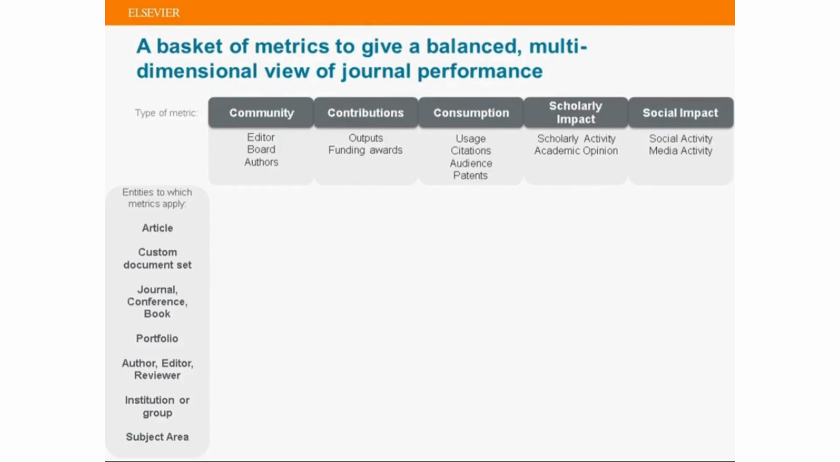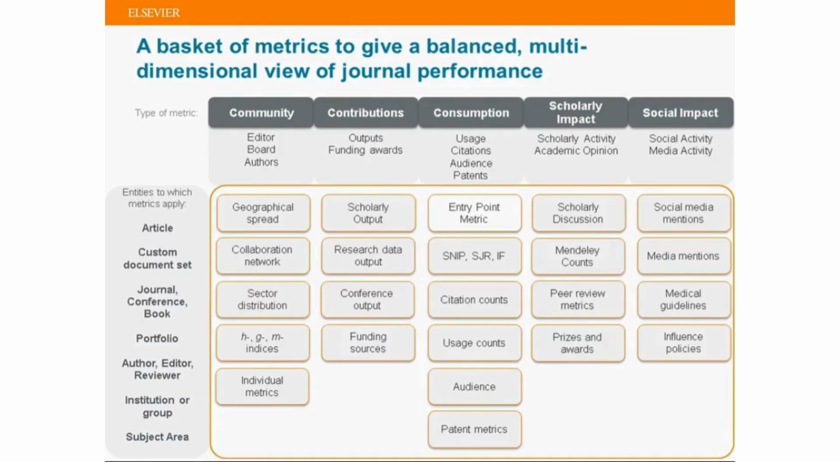So with this two-dimension basket of metrics, here are a few examples of the different metrics that you can use. Since we are looking at journals and trying to assess the quality of the journals, I would like to focus on the journal level metrics. For example, SNIP and SJR. SNIP and SJR are two different journal level metrics that we have available at Scopus, and they look at a combination of citations and a number of documents.